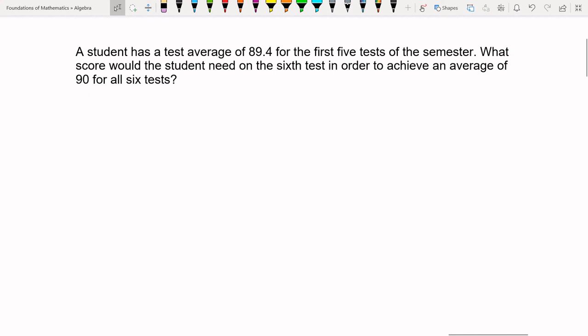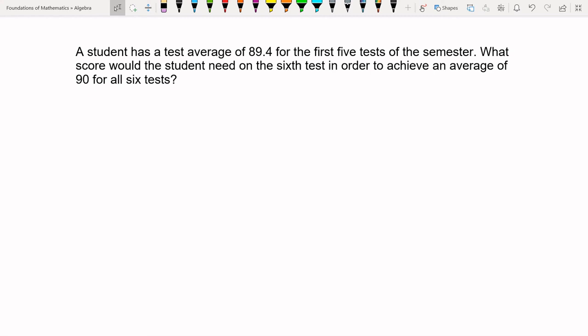All right, here we have a student having a test average of 89.4 for the first 5 tests of the semester. What score should the student need on the 6th test in order to achieve an average of 90 for all 6 tests? This is a classic math problem for this level of mathematics because it requires you to think about, well, how do I find the average of 5 tests? How do I find the average of 6 tests, and that kind of idea?